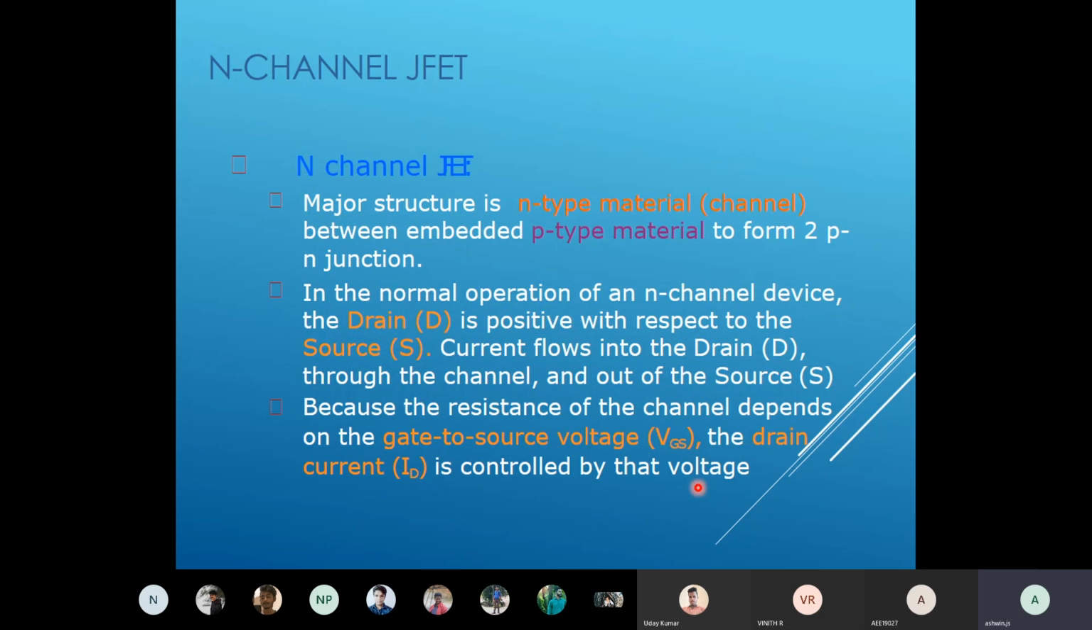And so here the channel represents the main material. So the maximum percentage, the majority of the structure, will be covered by N type, in the sense that it represents the N channel JFET. And a small amount of P type will be embedded to form two junctions. So two junctions, let me show.